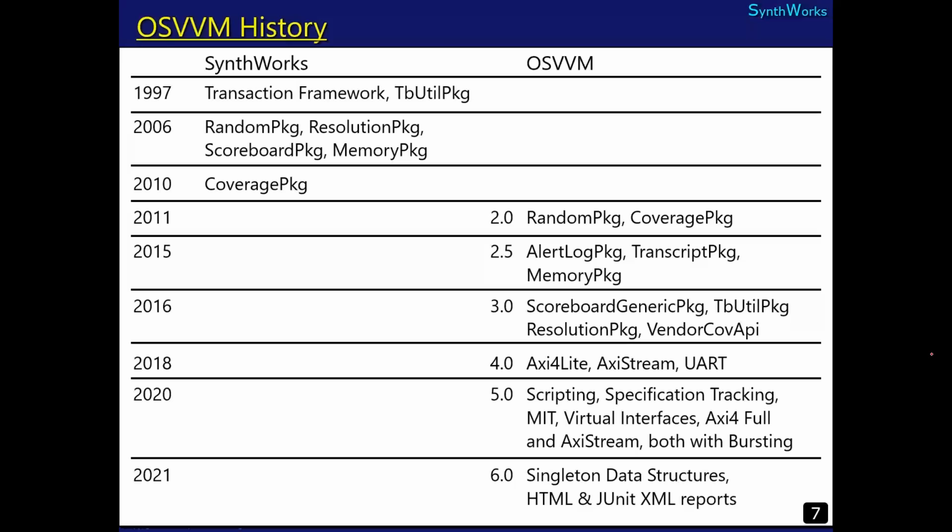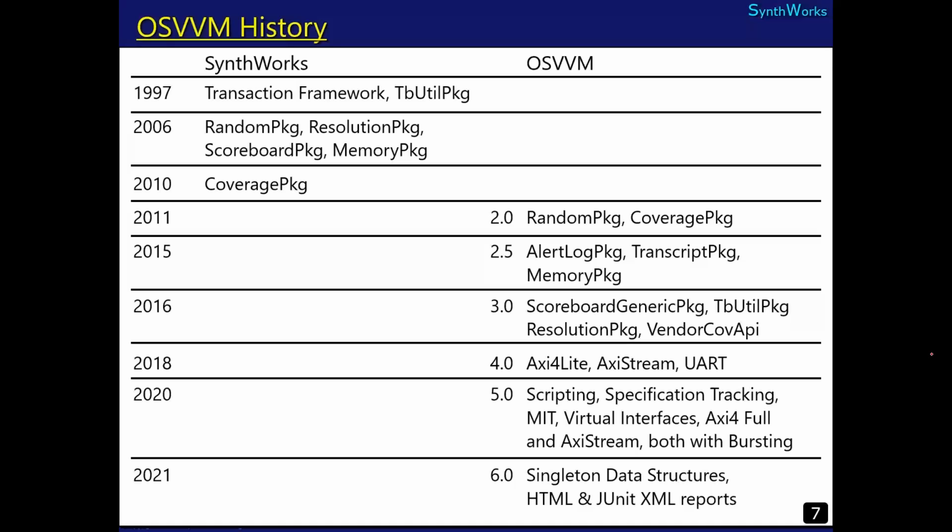And as things started falling down the OS-VVM track, that's where we were open sourcing things. Many of these things we introduced in our training classes first. You can see there was probably a 10-year difference between when we introduced something and when we shared our scoreboard package with everyone. Okay, and likewise with our utility libraries. Our TB util package was something we held private for quite a long time.